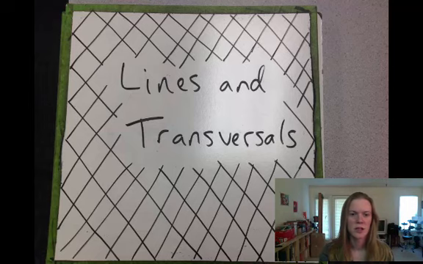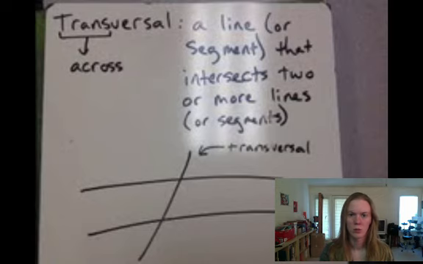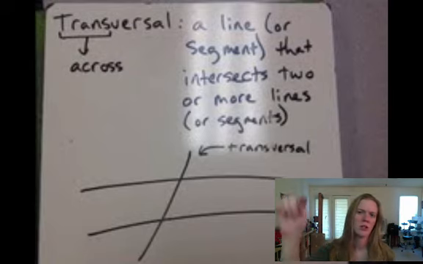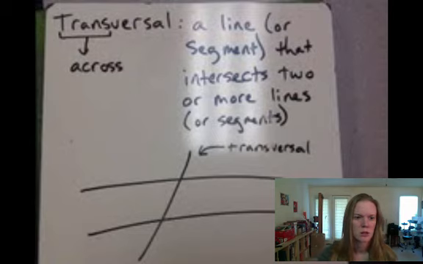Today's video is lines and transversals. So the first thing that we need to talk about is what a transversal is. A transversal is a line or a segment that intersects two or more lines or segments. So if you look at this drawing, you can see the transversal is the one that's sort of slanty.